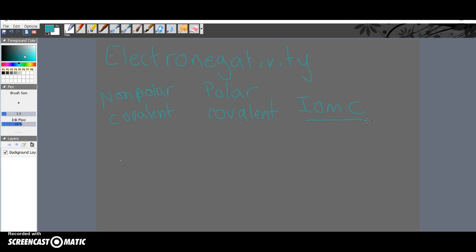So it starts out neutral, it takes an electron from something else, and then it has a negative charge. The positive ion, or the cation, is positive. It has a lower electronegativity, so it loses its electron. It starts out neutral and it loses that electron.